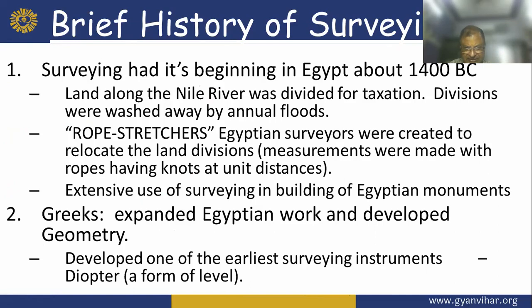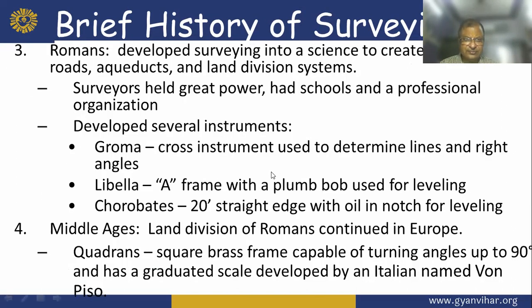The Greeks expanded Egyptian work and developed geometry. So after surveying began at the start of Egypt around 1400, Greek geometry was also applicable. And the Romans developed surveying into a science to create the Roman roads and the land distribution system organization.